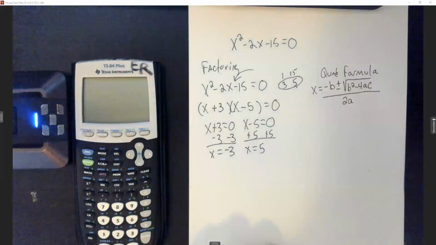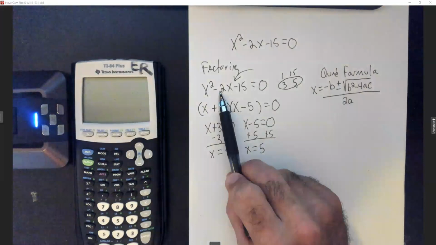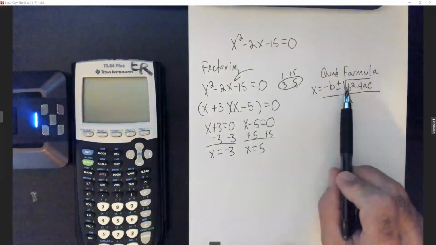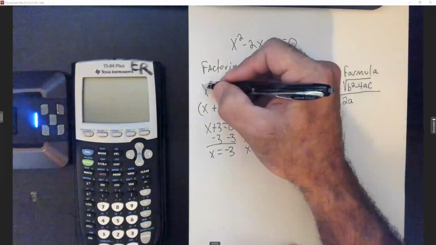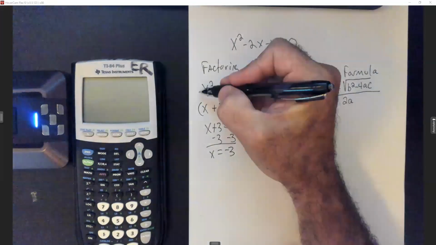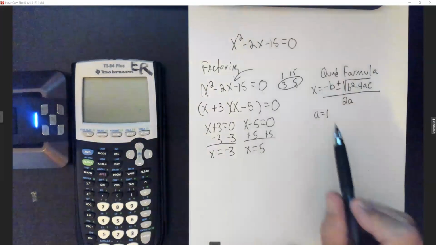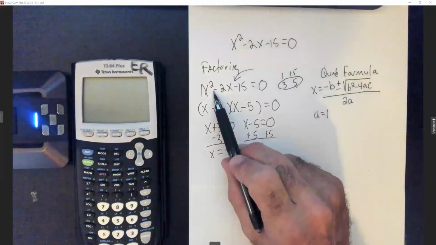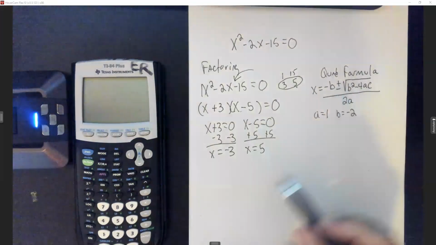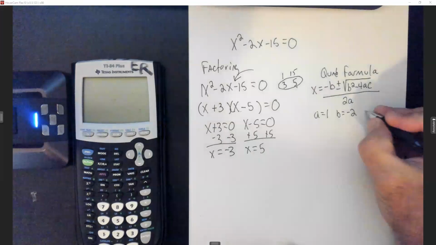So basically, you got to figure out what the a, b, and c's are, and that's in these equations. A is always the first number in front of the x. So for this, my a would be a 1. Since I don't have a number in front of the x squared, I would treat that like a 1. B is always in front of the x term, so my b would be a -2. And then c is always that last number, so my c would be a -15.